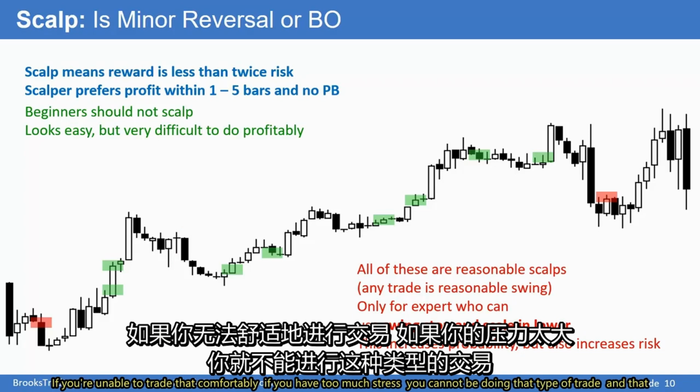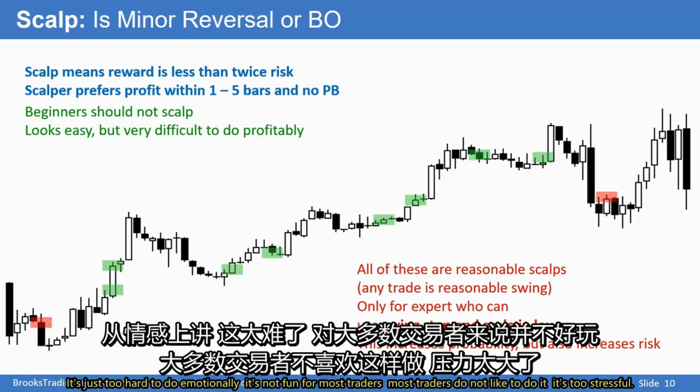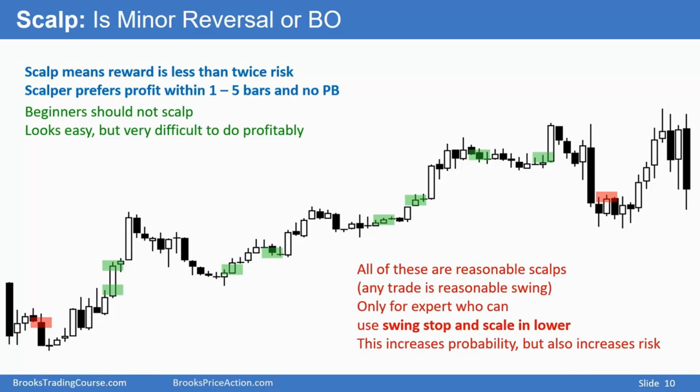If you're unable to trade that comfortably, if you have too much stress, you cannot be doing that type of trade. And that is one of the main reasons why most traders should not be scalping as their primary source of income. It's just too hard to do emotionally. It's not fun for most traders. Most traders do not like to do it. It's too stressful.